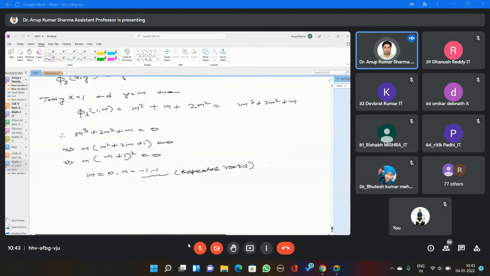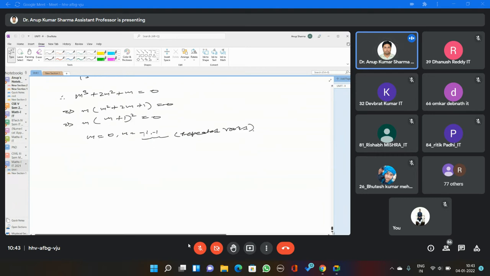In the last lecture we already said how we handle repeated roots. First, m is equal to 0. So for m is equal to 0, this is a non-repeating value.